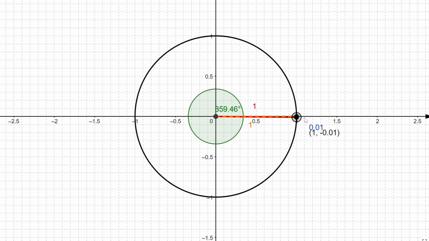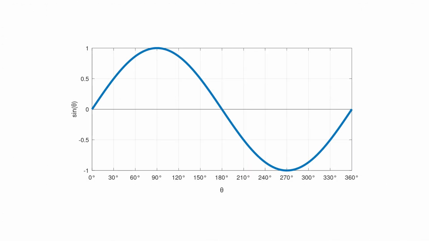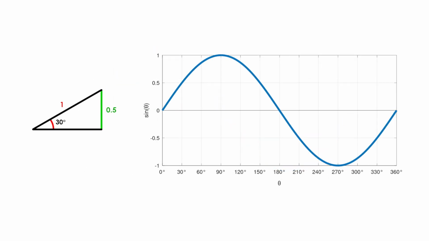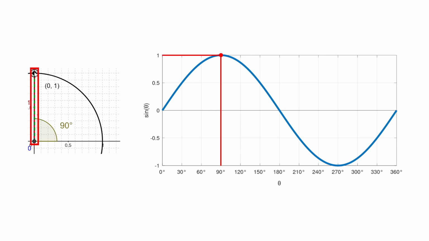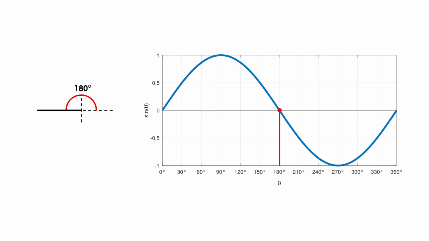If we plot the trigonometric function sine against the angle, what we get is this, which is what we call a sine wave or sinusoid. Here, we can see the cases we mentioned before. At 30 degrees, the sine is 0.5. At 0 degrees, the sine is 0. At 90 degrees, the sine is 1. At 180 degrees, the sine returns to 0.